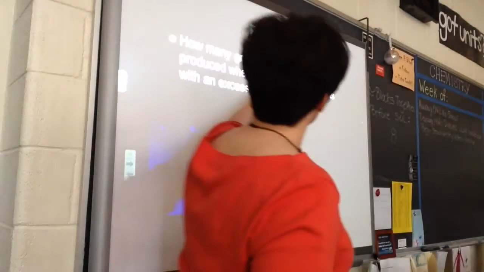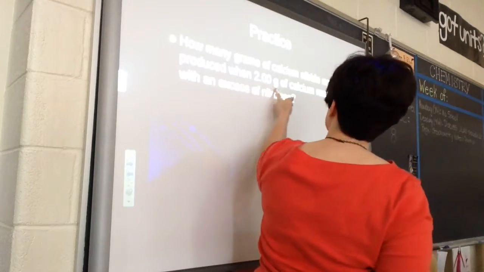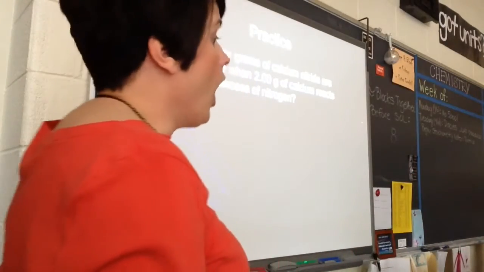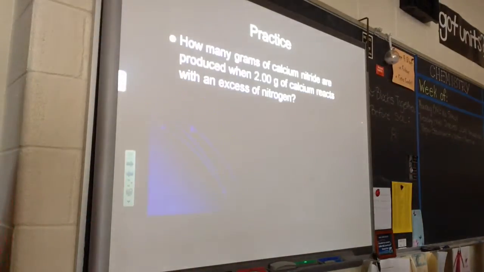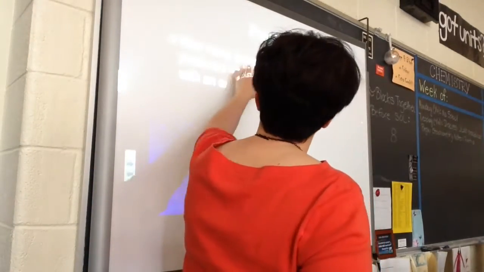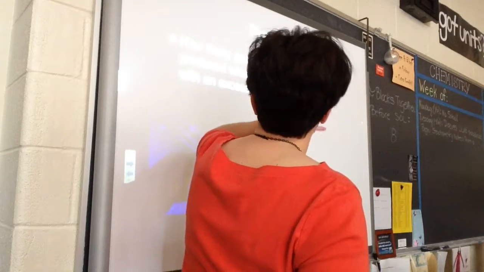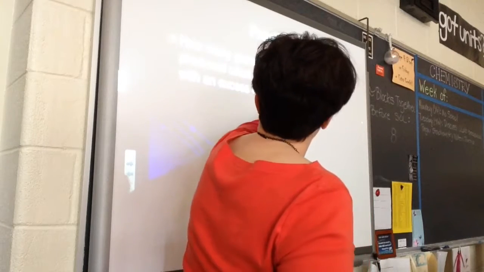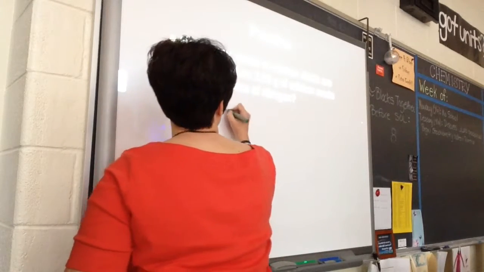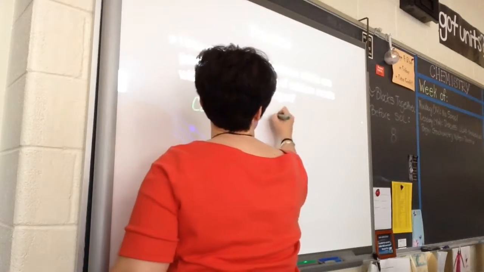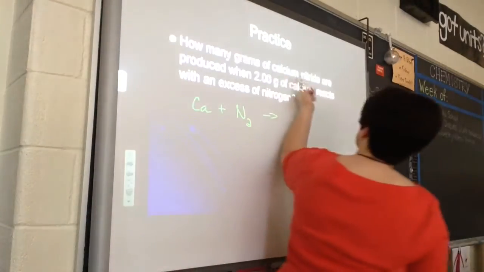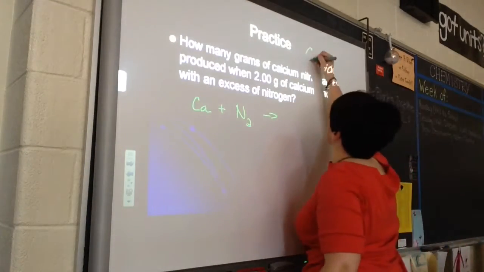Okay? How many grams of calcium nitride are produced when 2.0 grams of calcium reacts with an excess of nitrogen? Dadgum, we don't even have a balanced equation on this. Let's go ahead and think about the balanced equation because we've got to have it. We've got calcium reacting with nitrogen. Calcium is Ca. Nitrogen is N2 because it's a halogen-like diatomic. And we are making calcium nitride. No prefixes, crisscross, drop, reduce.